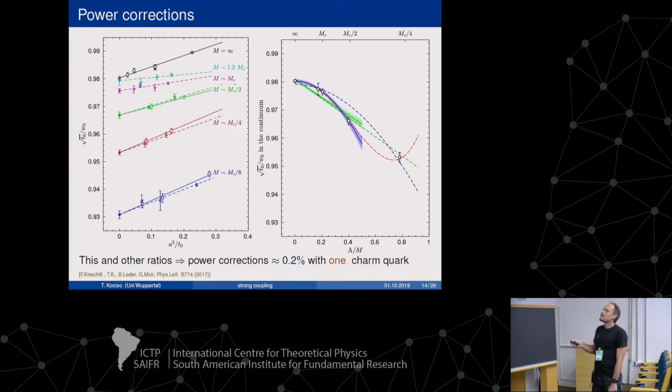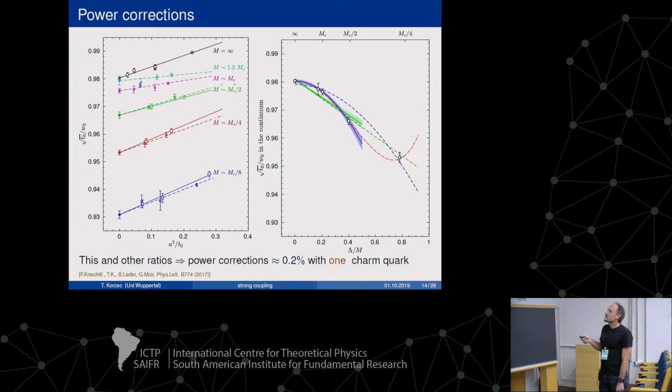The black line is the pure Yang-Mills theory. You need to do these continuum extrapolations so you get the value of this ratio in the continuum limit. And then you plot these continuum values as a function of the mass, and you expect this quadratic behavior that you now more or less confirm by the simulations.